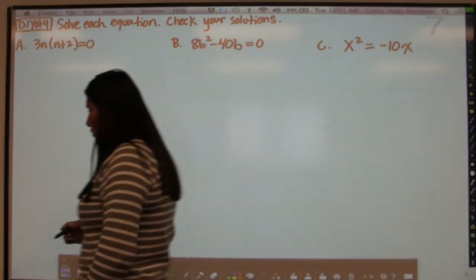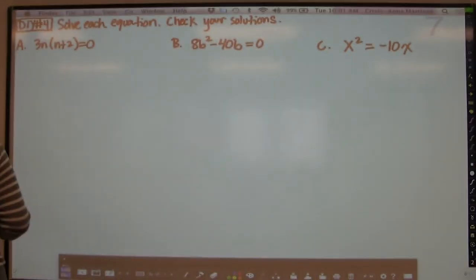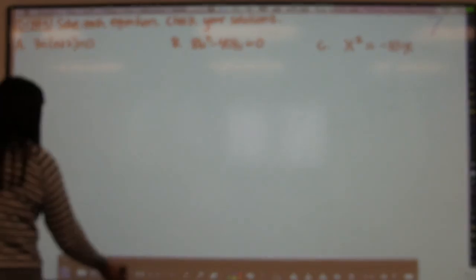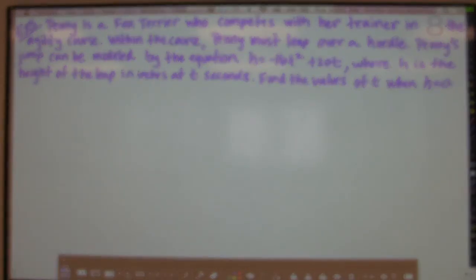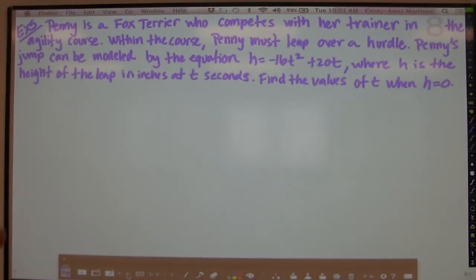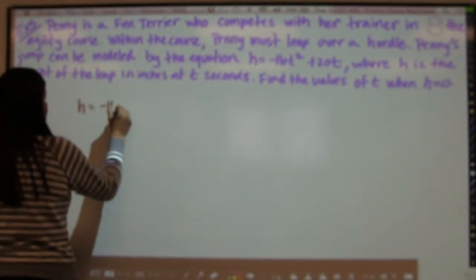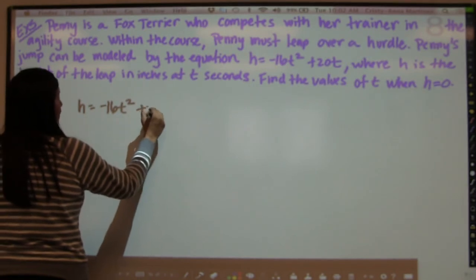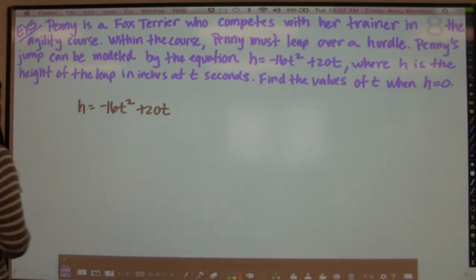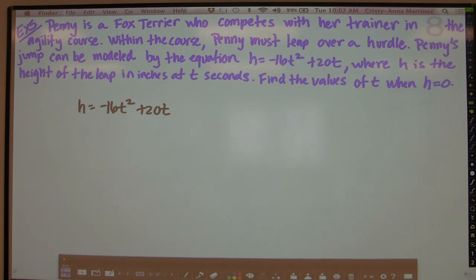And then I believe we have one more example, which is a little bit more of a word problem, if you will. Penny is a fox terrier who competes with her trainer in the agility course. Within the course, Penny must leap over a hurdle. Penny's jump can be modeled by the equation h equals -16t squared plus 20t, where h is the height of the leap in inches at t seconds. Find the values of t when h equals 0.